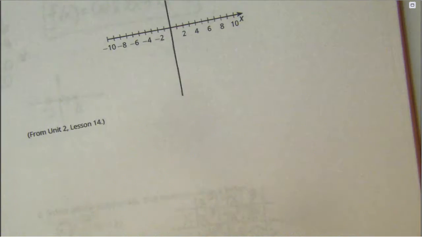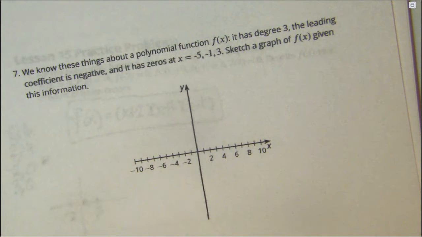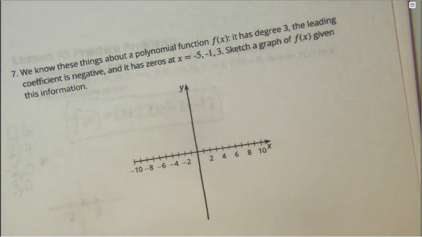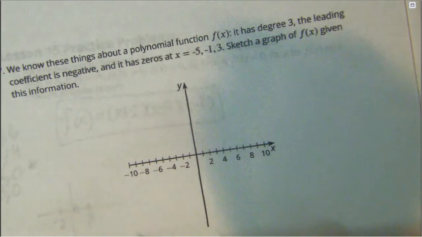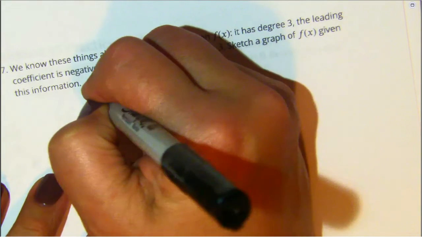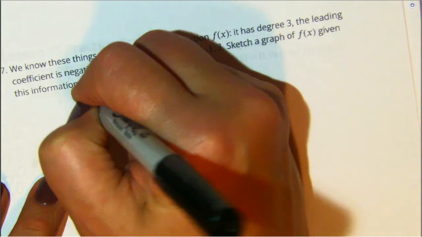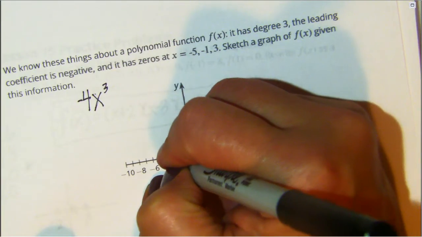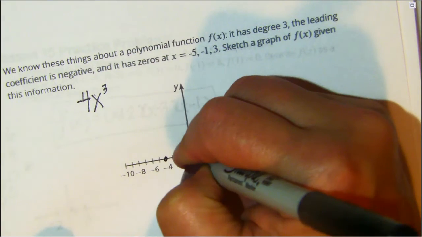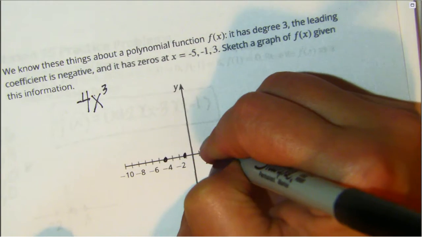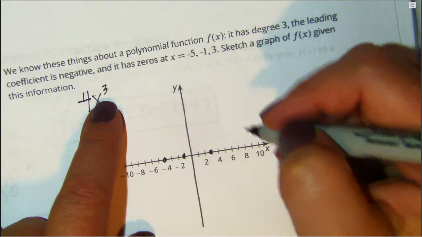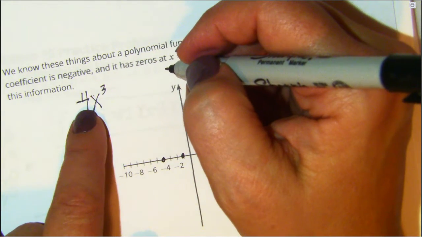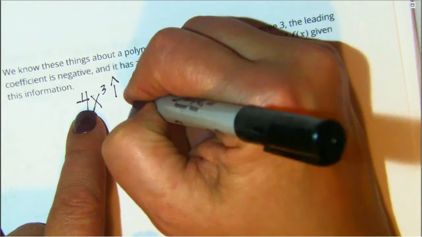All right, last one, number 7. We know these things about a polynomial function. P of x, f of x has degree 3. The leading coefficient is negative. So it's an x to the third, I'll just make up a negative number in front. And it has zeros at -5, -1, and 3. A third degree means the ends are going to be going in opposite directions, but because that's a negative, it's going up to the left, down to the right.